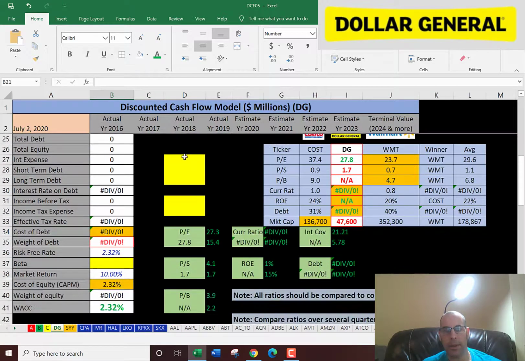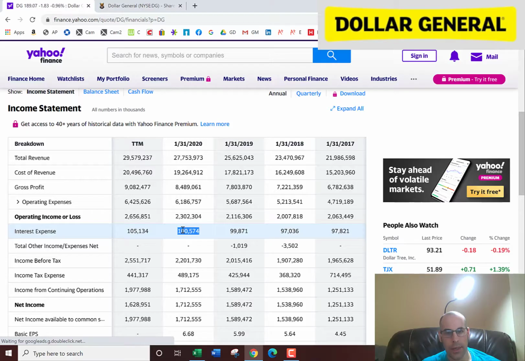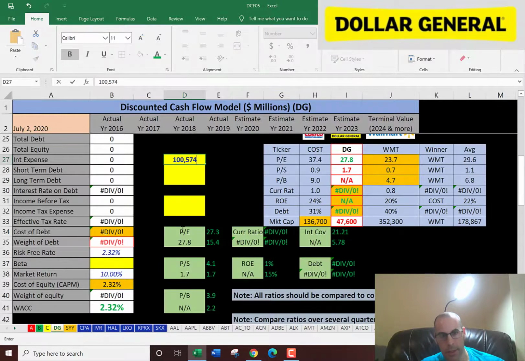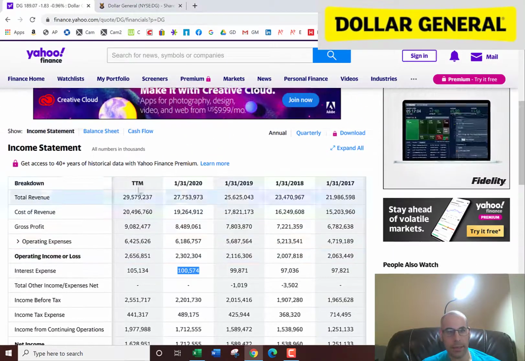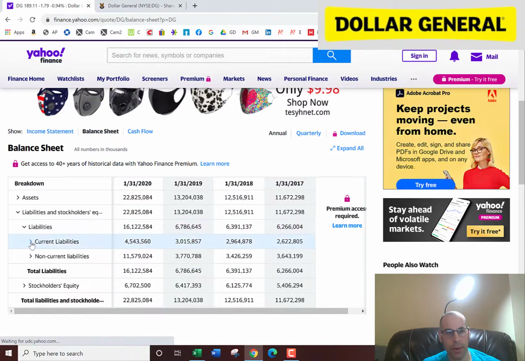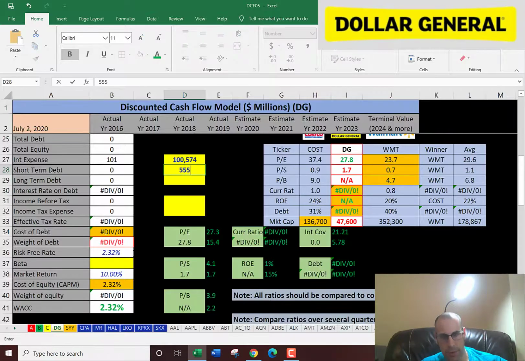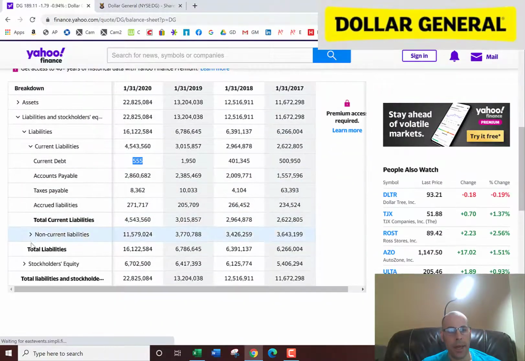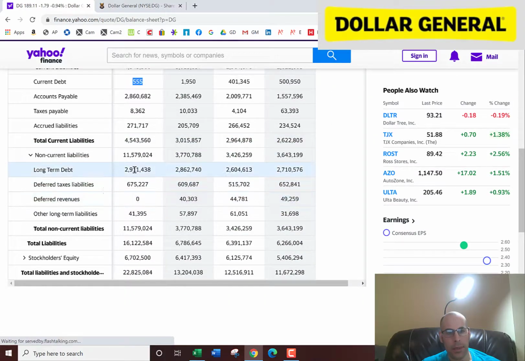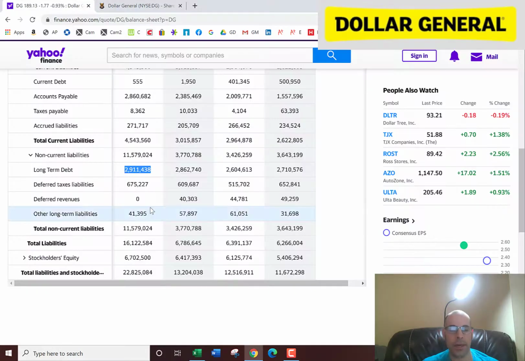Let's figure out the capital structure so we know what to discount the future cash flows by. So the interest they pay on their debt is $100 million, and that's on the income statement. And let's go to the balance sheet to figure out how much debt they have. We'll go to the liabilities section, current liabilities, and current debt of $555 million. And then non-current liabilities shows a long-term debt of $2.9 billion. That's debt due after 1 year. They pay 3.45% interest on their debt.